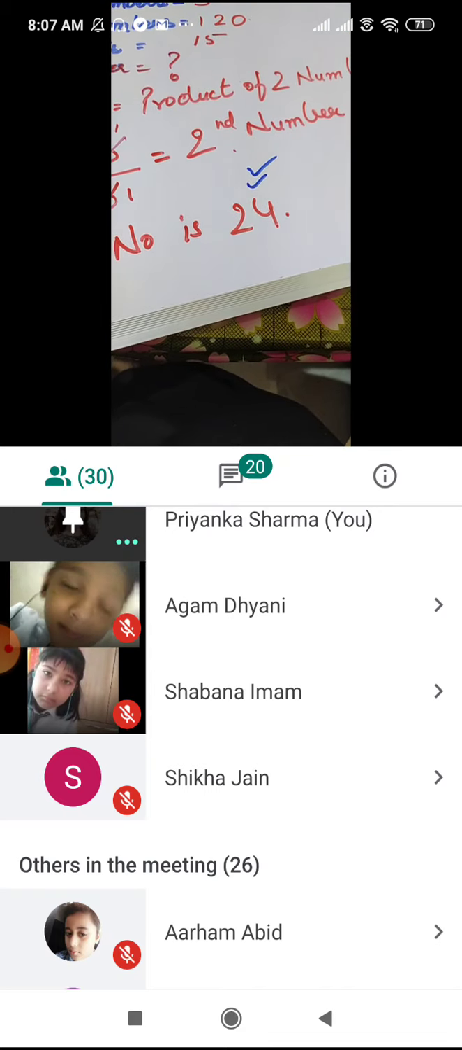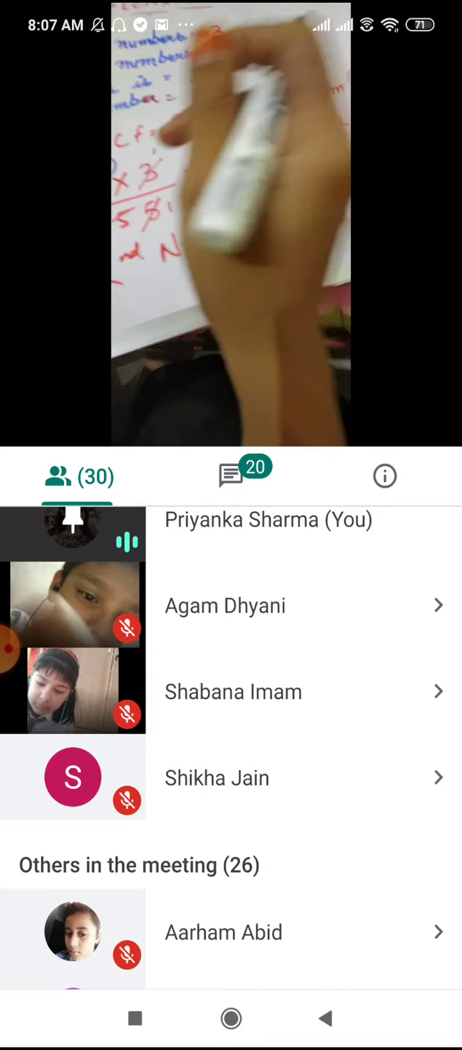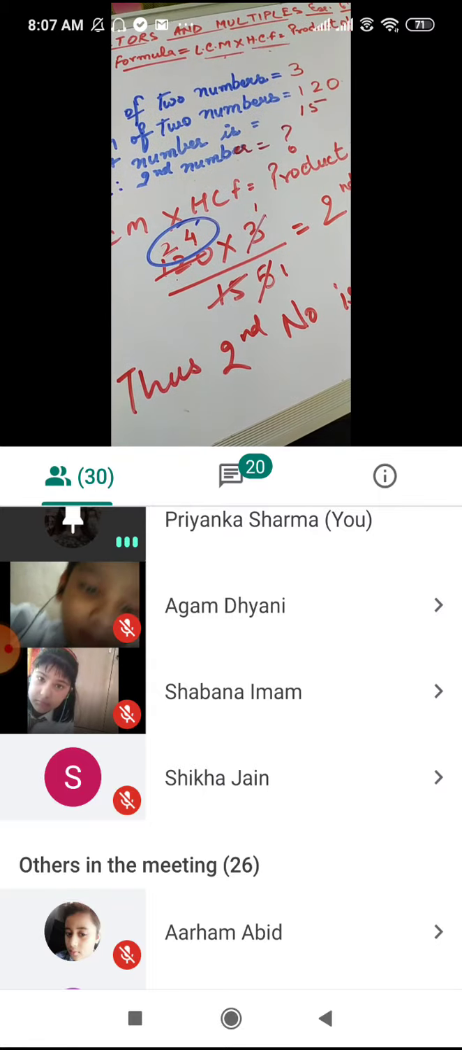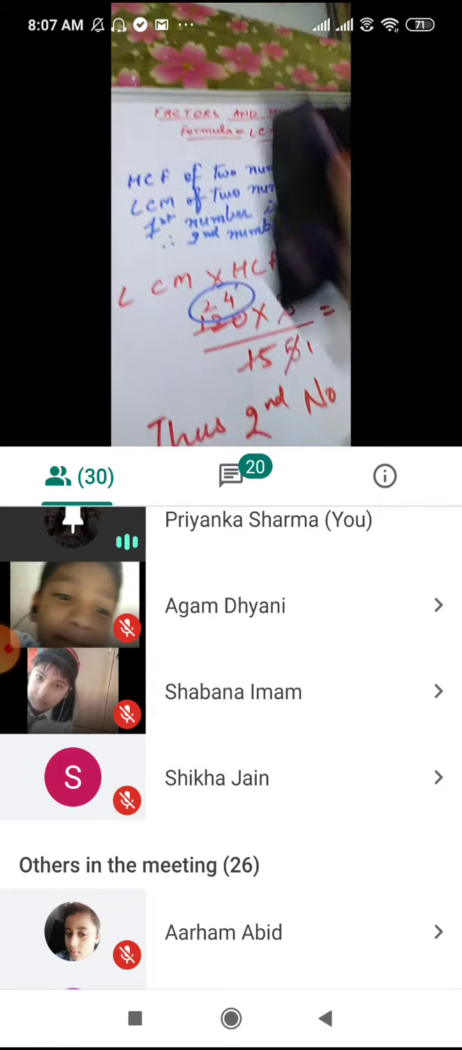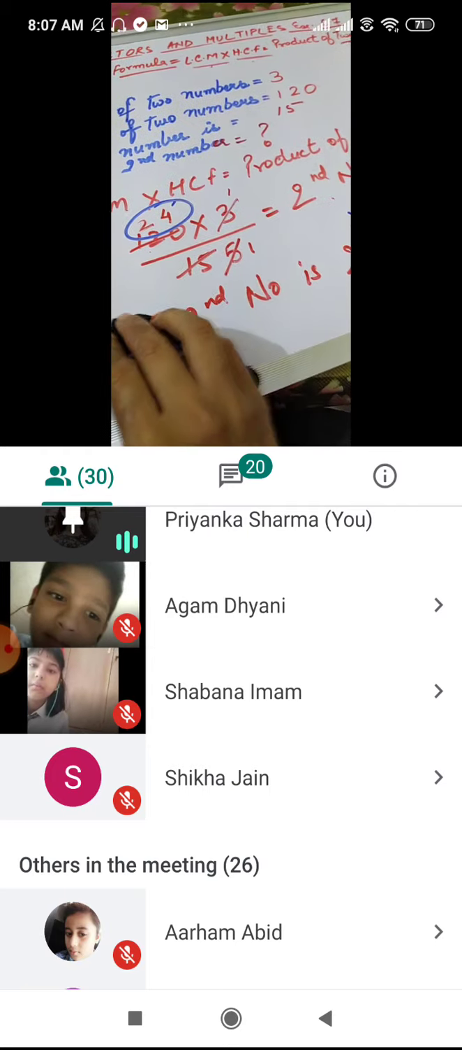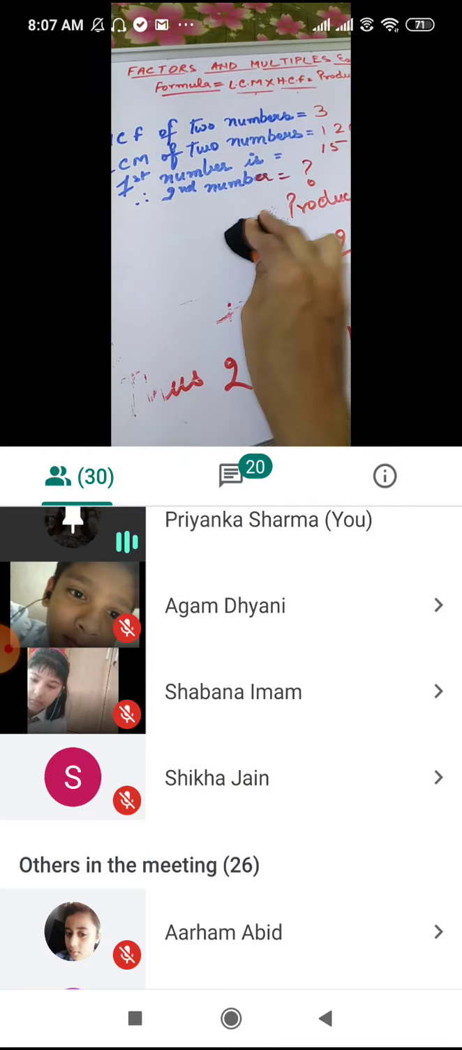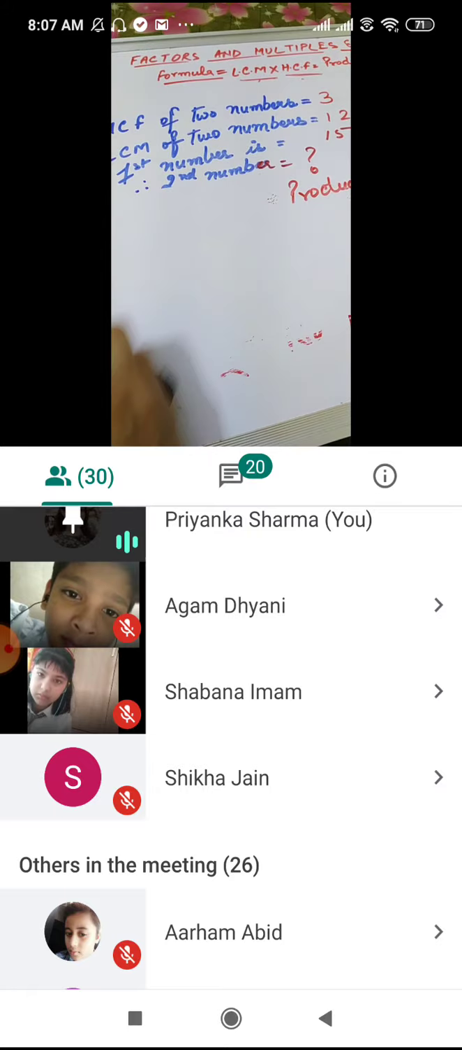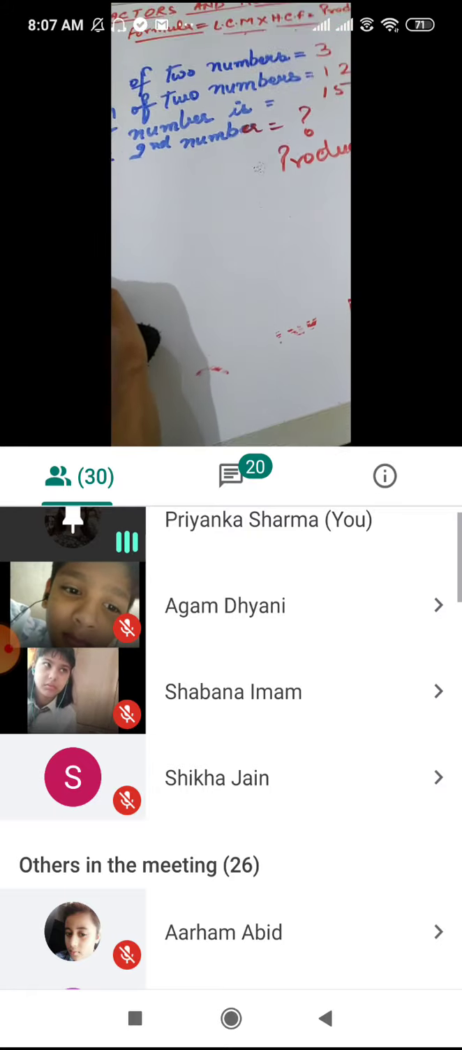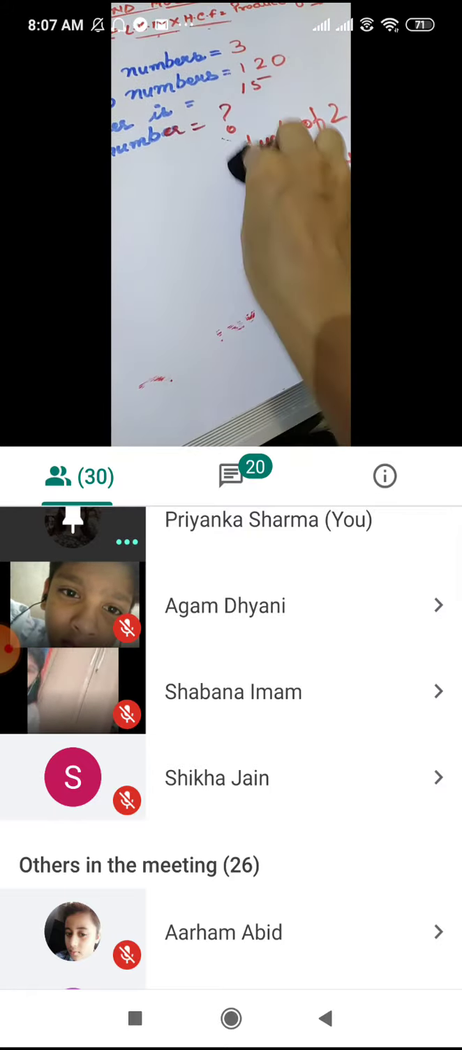Okay, let's do one more sum. Question number 3. What does it say? It says the LCM of two numbers is 180 and their HCF is 6. If one of the numbers is 36, find the other. Can you all do it?